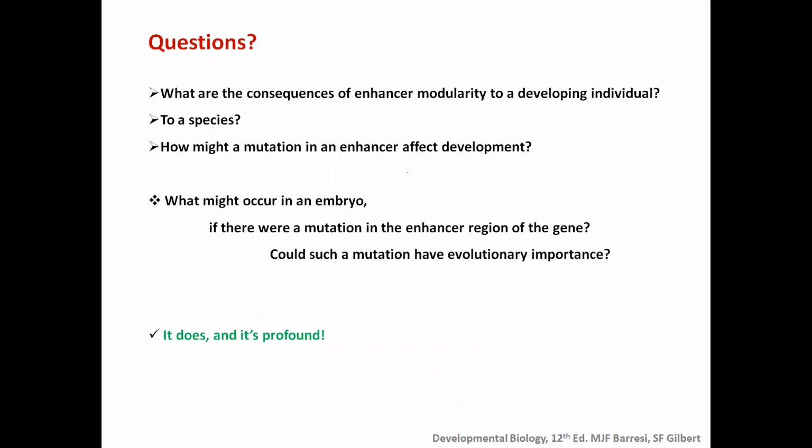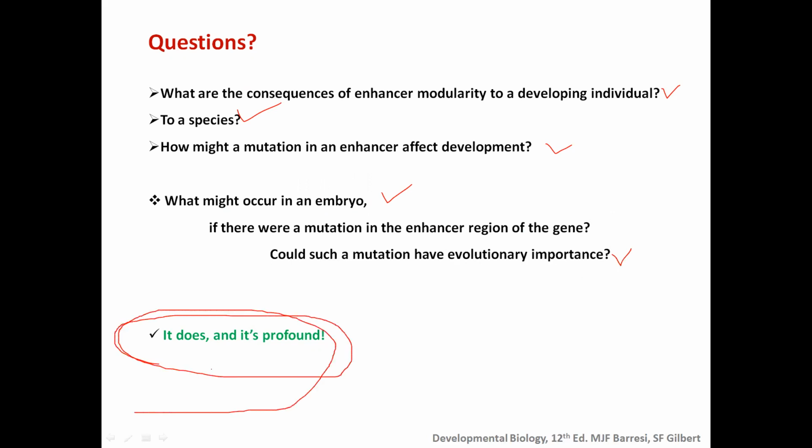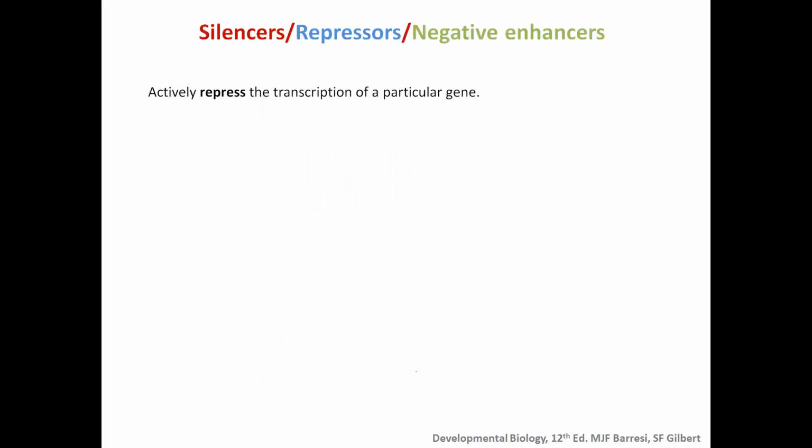On the enhancers, there are questions like: what are the consequences of enhancer modularity to a developing individual or to a species? How might a mutation in an enhancer affect development? What might occur in an embryo if there were a mutation in the enhancer region of a gene, and could such a mutation be evolutionarily important? Yes, it does. When there is a mutation in the enhancer region, it does affect the evolution of that species or the development of the species. So ultimately, it has an evolutionary effect.